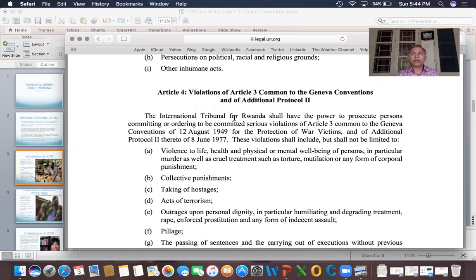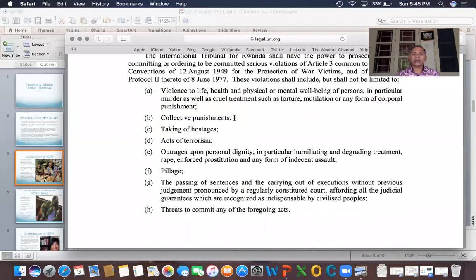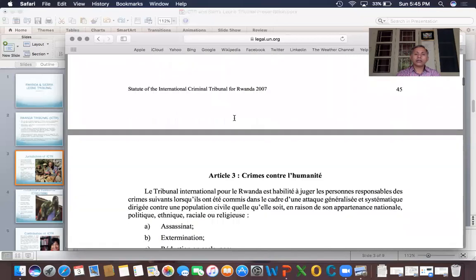And therefore, the Rwandan armed conflict will have a different kind of statutory provision, in which Article 4 says that violations of Article 3, which is common to the Geneva Conventions, would be punishable. So if you look at Article 4, you'll find the serious violations of Article 3 common to the Geneva Conventions and of Additional Protocol 2, those are like violence to life, like collective punishments, taking of hostages, and then acts of terrorism and outrages upon personal dignity, like rape, like enforced prostitution, and any form of indecent assault, and then pillage, and some other things which you can see in this.